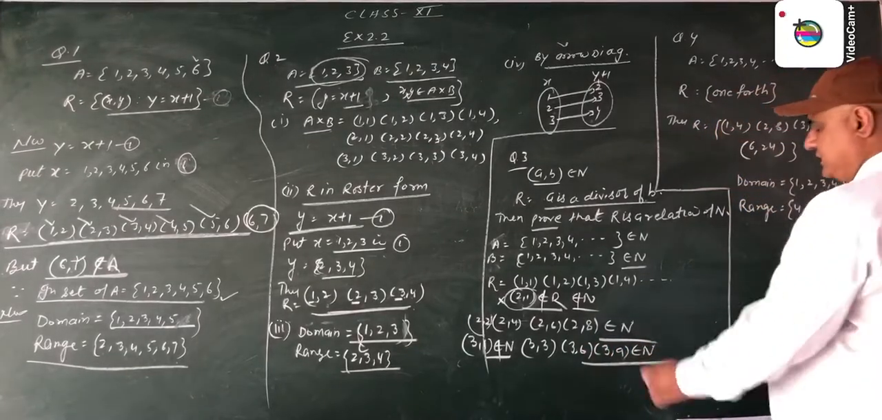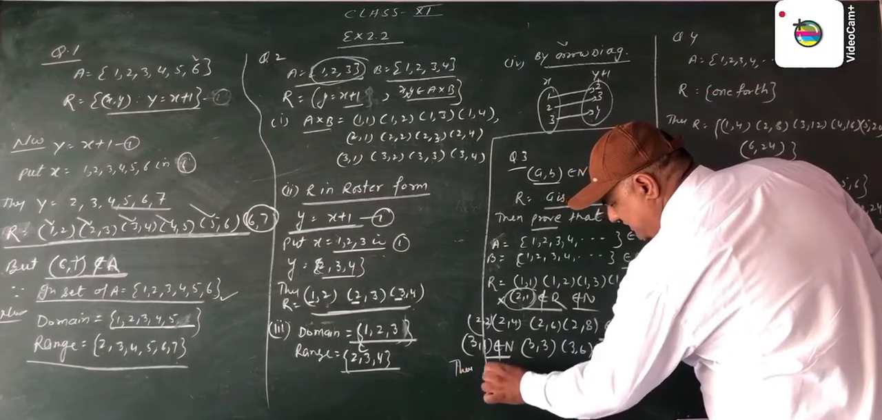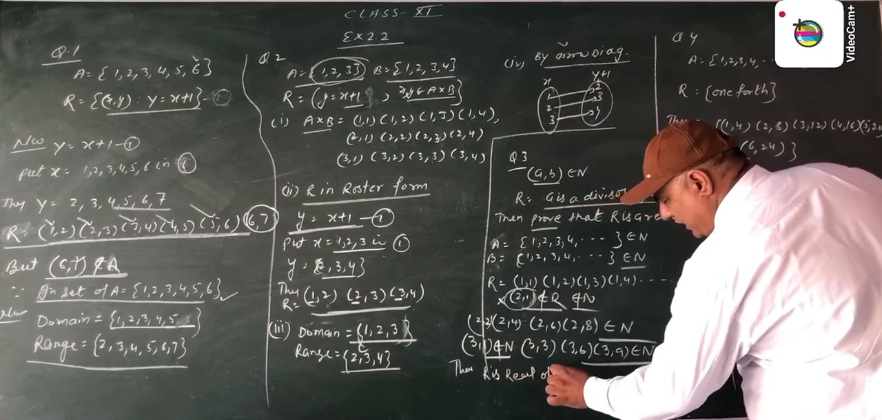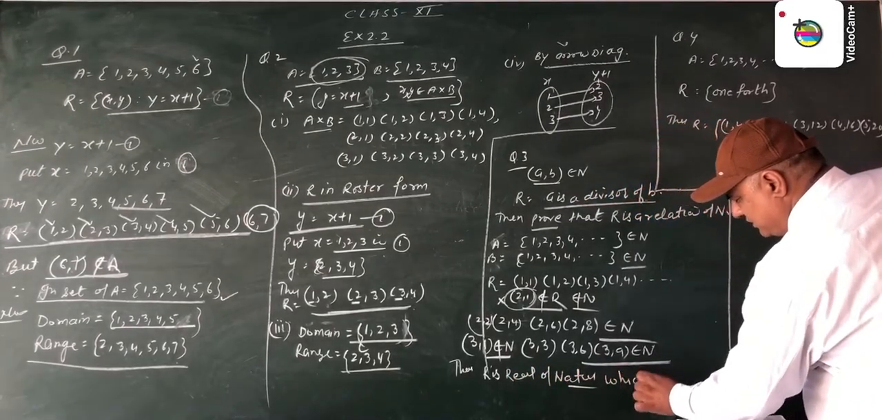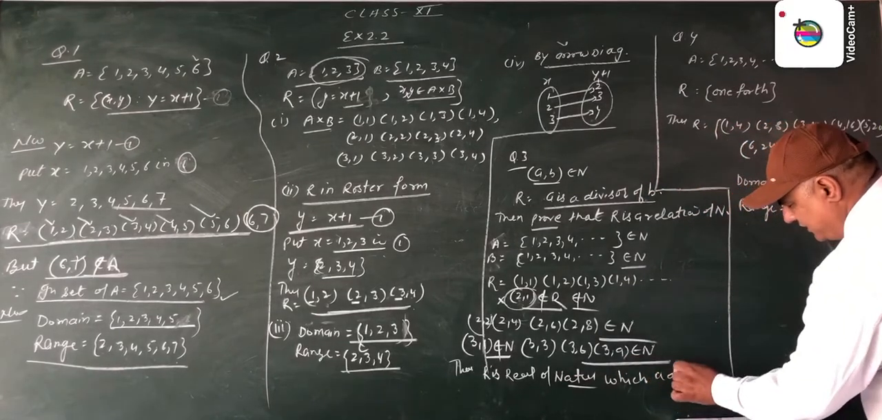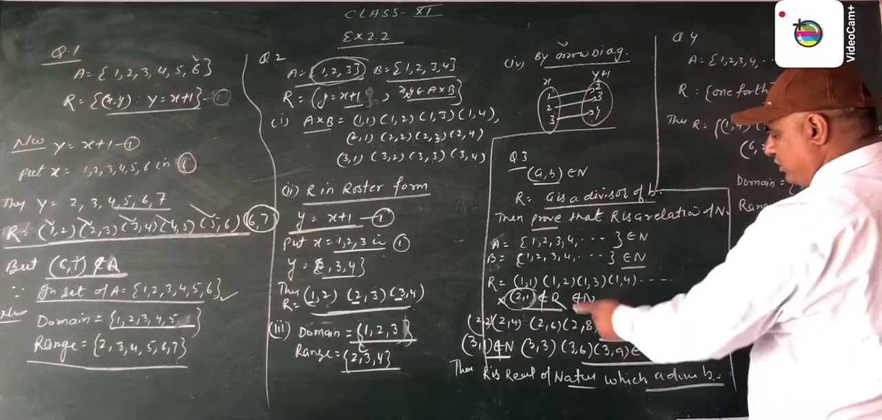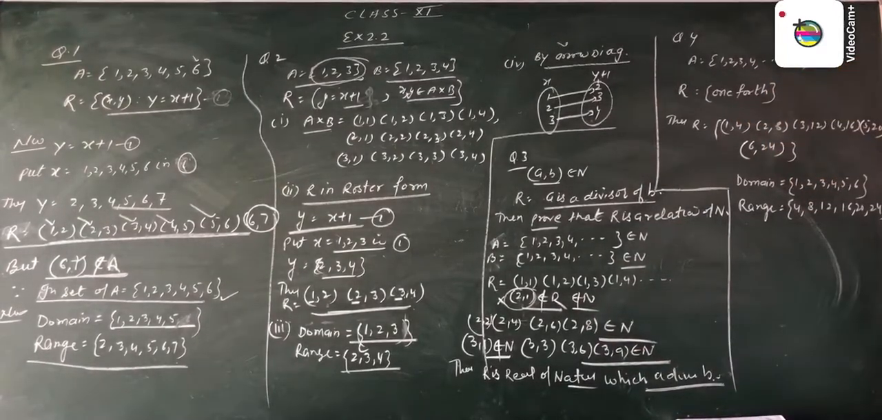Now R is the relation. R is the relation on the natural numbers where A divides B.